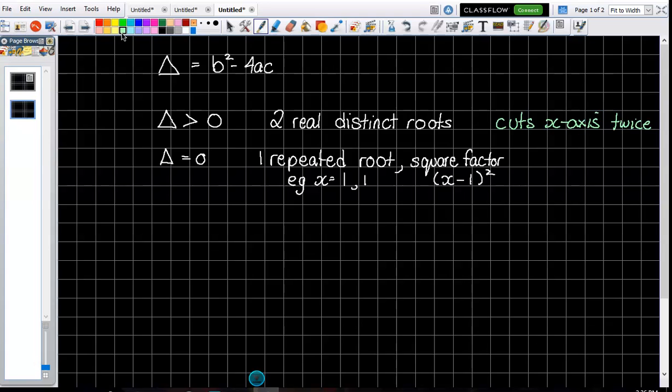Anyway, what does that mean graphically? Just touches, not in an inappropriate way, touches the x-axis.